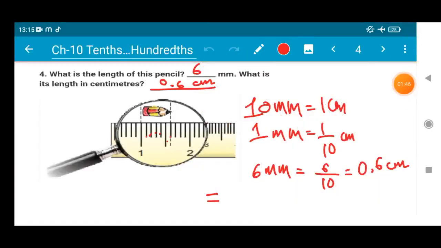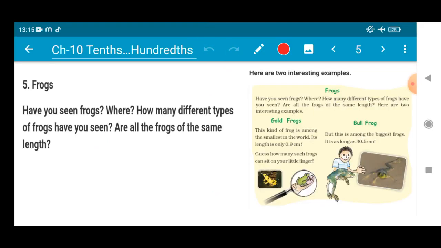So this one we can say as 6/10 of a centimeter. 6 millimeter means it is 6/10 of a centimeter. 6 by 10 of a centimeter, which is equal to 0.6 centimeter. Isn't it? Okay. Similarly, there is question number 5.